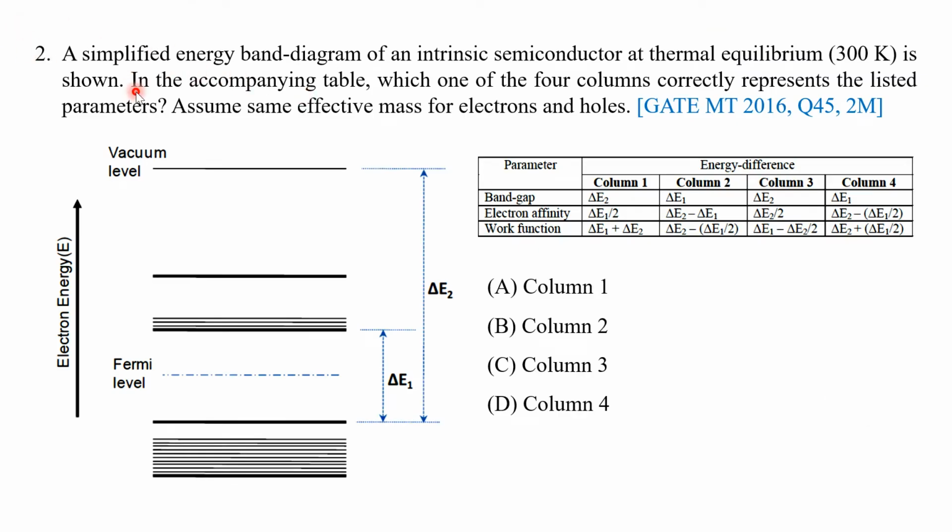A simplified energy band diagram of an intrinsic semiconductor at thermal equilibrium is shown. In the accompanying table, which one of the four columns directly and correctly represents the listed parameters? Assume same effective mass for electrons and holes. It was also asked in GATE Metallurgical Engineering 2016 for 2 marks. It's a very, very basic question. I think it might not even need an explanation for people who are familiar with basic semiconductor material. But nonetheless, we can identify what all things we can understand from this particular energy band diagram, and then we will answer the question.